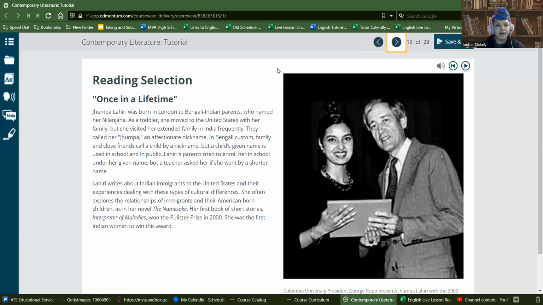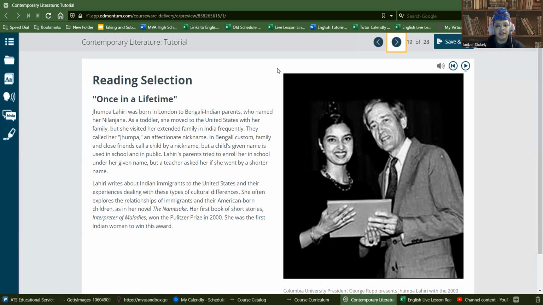But in Bengali culture, family and close friends call a child by a nickname, but their first name or their given name is used in public. So her actual name was Nilanjana, but the name that she went by most frequently was Jhumpa Lahiri.